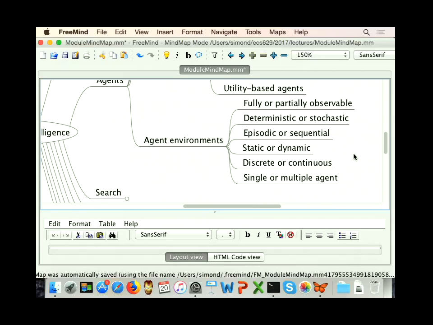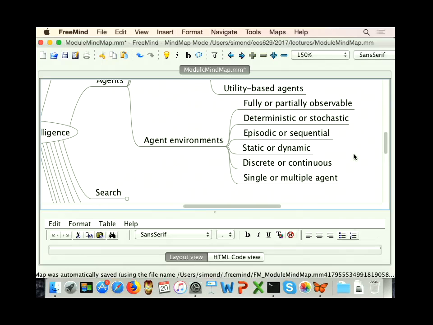Static and dynamic. This is easier and much more intuitive, I think. The environment doesn't change unless the agent takes an action. So in a static world, the environment doesn't change unless you take an action, which is a way of saying things aren't changing while you're thinking, which is nice. You have time to think, and then form your action.